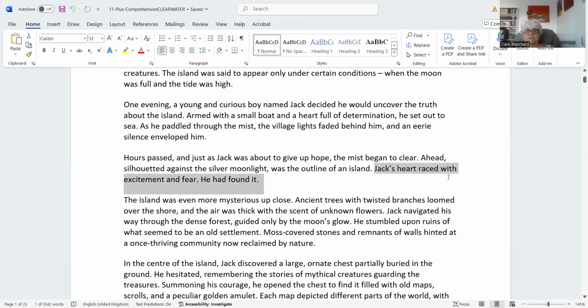Jack's heart raced with excitement and fear is a good quotation. It's a short sentence and it's using a metaphor. So here you can show off your knowledge that you recognize what a metaphor is. Okay. And let's just pick one more.